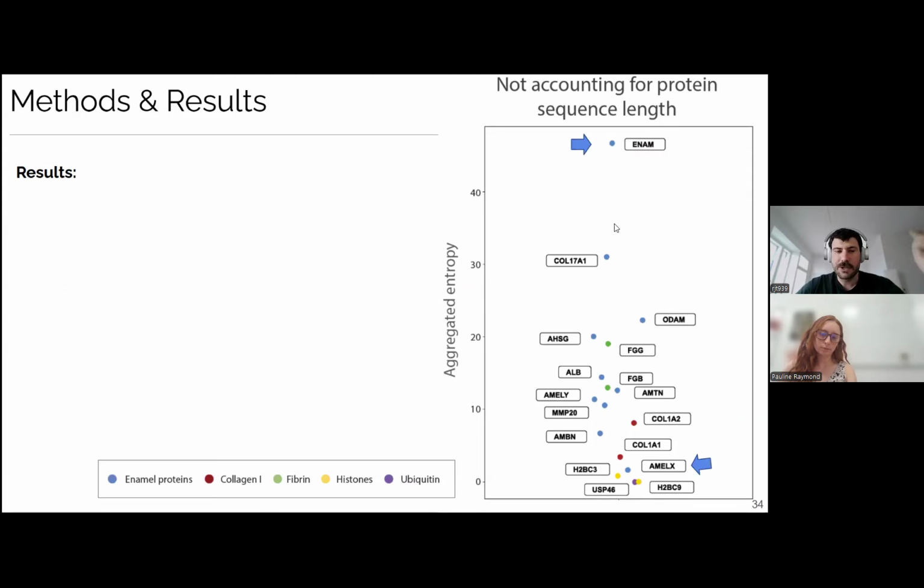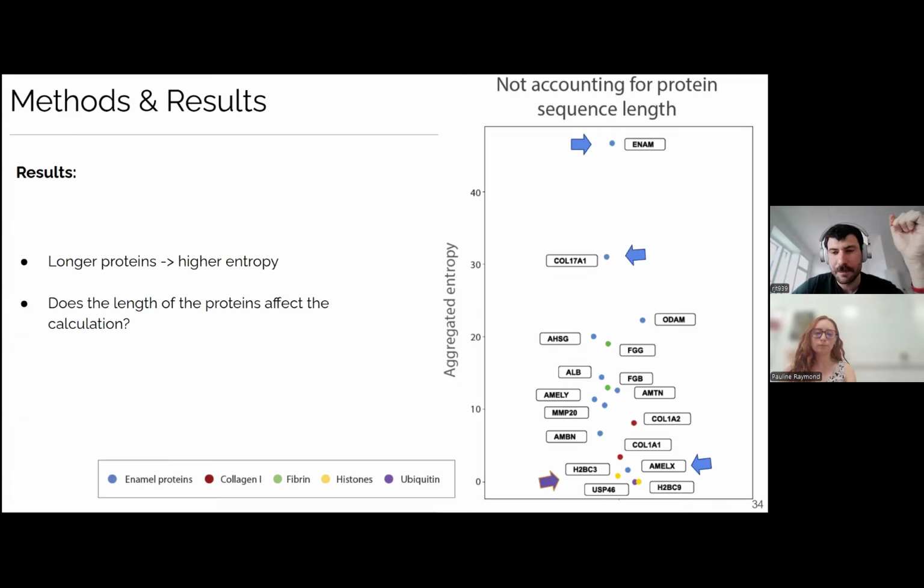And the first thing we saw was that our enamel proteins have a wide range of entropy. So some proteins like ENAM have a lot of entropy, whereas other proteins like AMLX have very low entropy. We also saw that most of our enamel and collagen proteins had more information than the very conserved proteins, the ubiquitins and histones, which you can see here at the very bottom in purple and yellow. And these other fibrinogen proteins were kind of in the middle of our distribution of entropies.